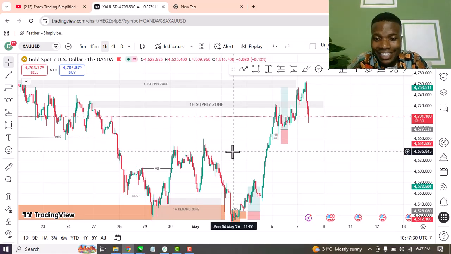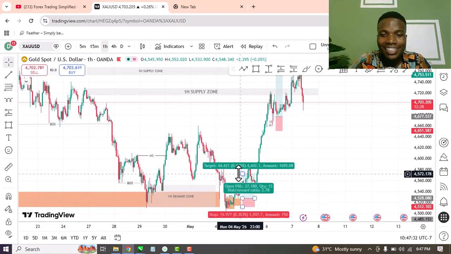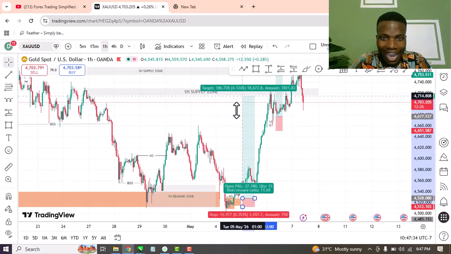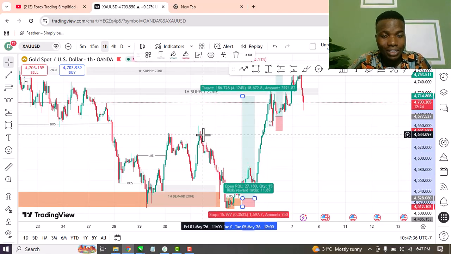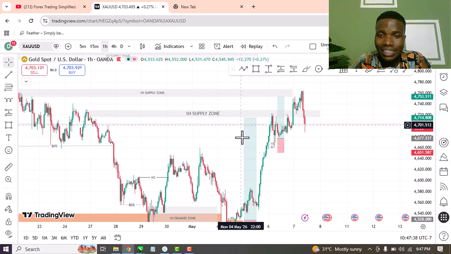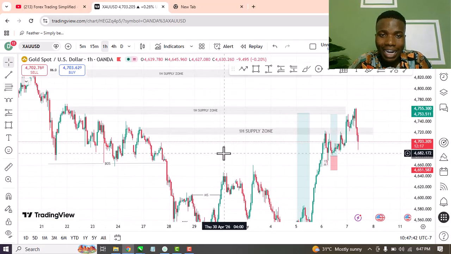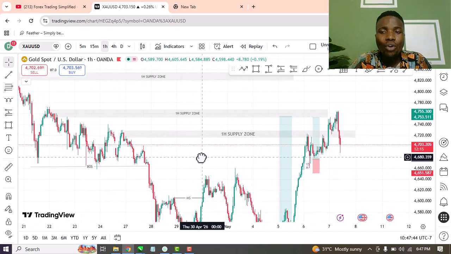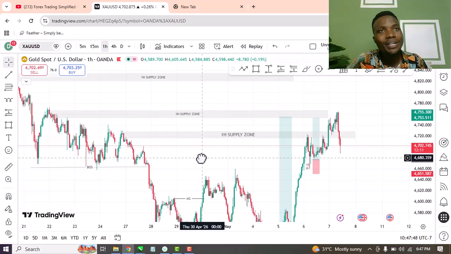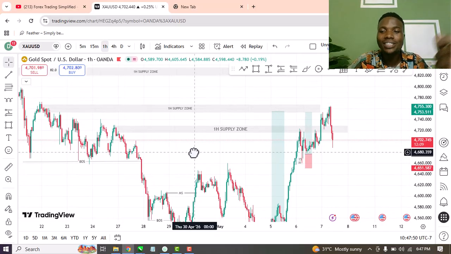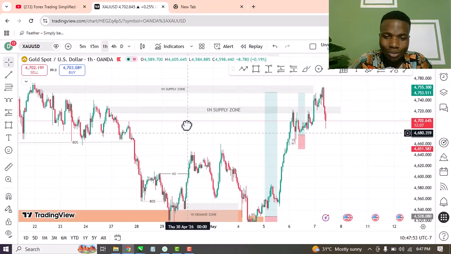Sincerely, I would have targeted this high. I will not target this high. Really, I will not target this high. I will target this high or this high, because you see that it's something that I have already marked out, because gold markets always react to key zones. I know that sincerely. It always reacts to key zones.